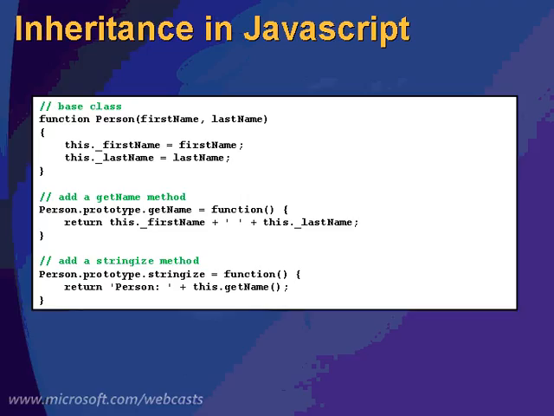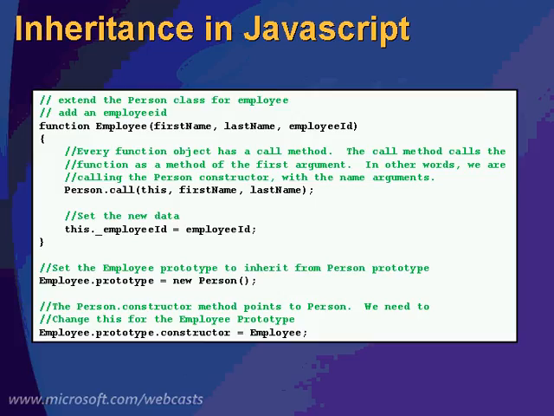So inheritance in JavaScript. Right up here you'll see I've got my base class. So I've got my constructor, my person constructor, and then I've added this getName in my prototype. So I've got this getName function. And then I can add a stringize method in my person prototype as well. So now I've got this person constructor which has two methods defined in the prototype. In my implementing class, my employee down here, the first thing I do is I call person.call.